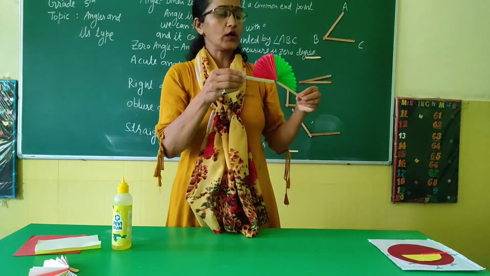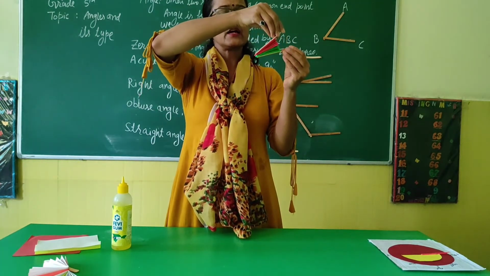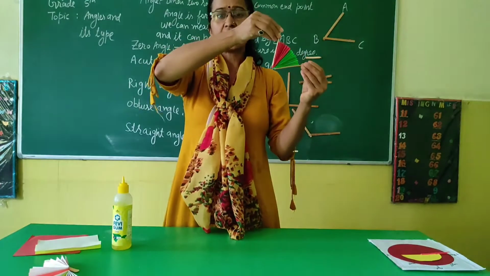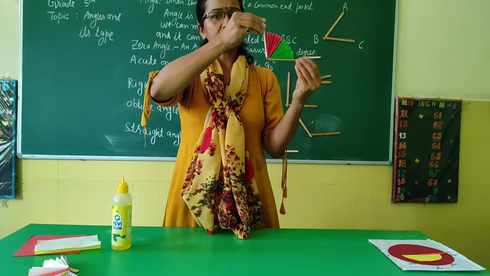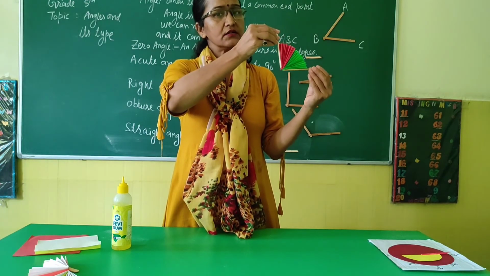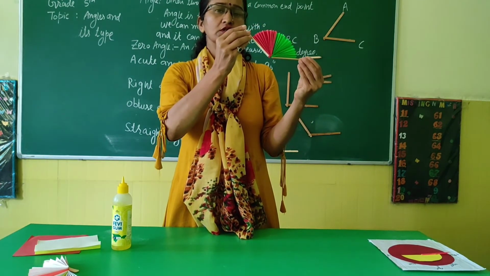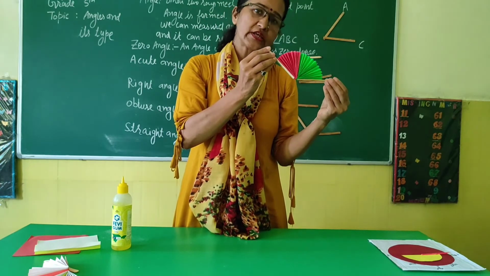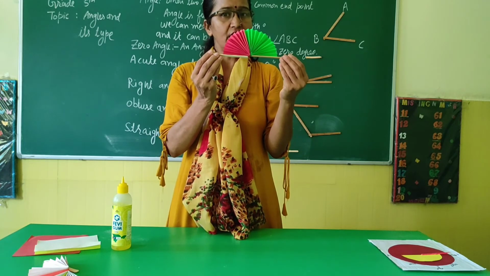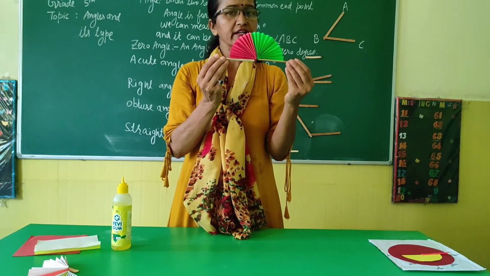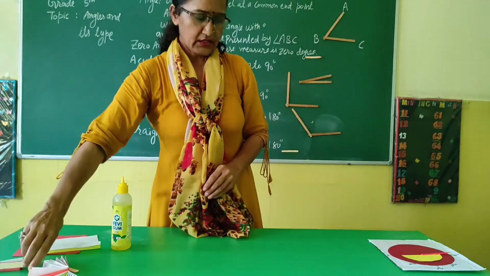This is an angle model. Now this is a 0-degree angle. When this angle moves, now this is an acute angle. Now move it in the shape of an L. Now what is this? This is a 90-degree angle, which is a right angle. Now when we move, this is an obtuse angle. And when we get a straight line, this angle is called 180 degrees. That is a straight angle.